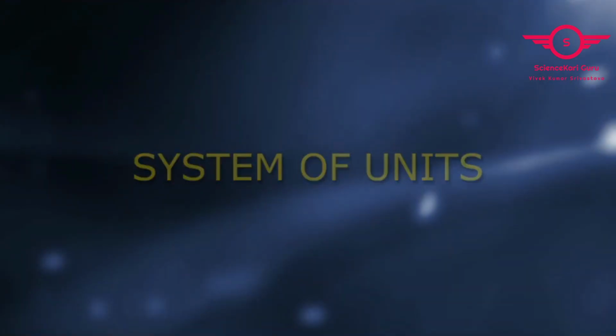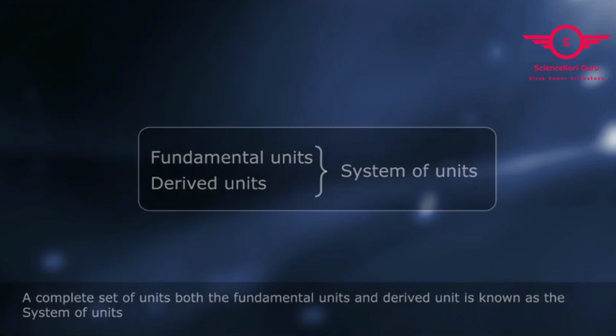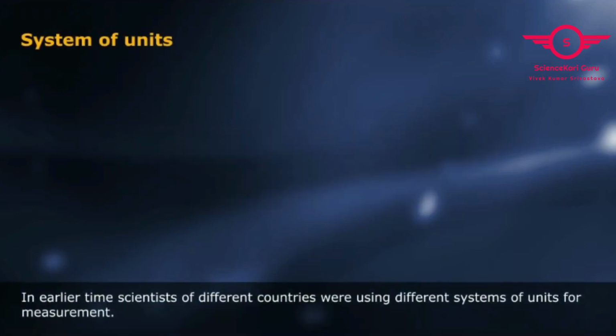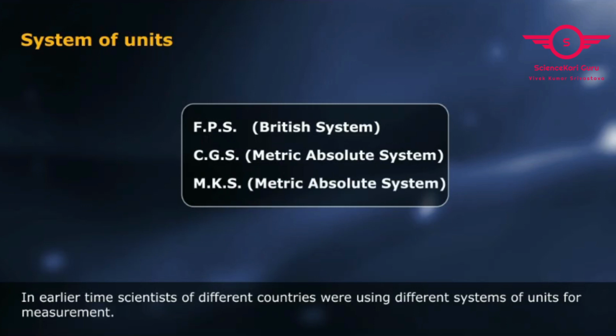System of units. A complete set of units, both the fundamental units and derived units, is known as the system of units. In earlier times, scientists of different countries were using different systems of units for measurement. Three such systems are FPS, British System; CGS, Metric Absolute System; MKS, Metric Absolute System. Units for these three systems.